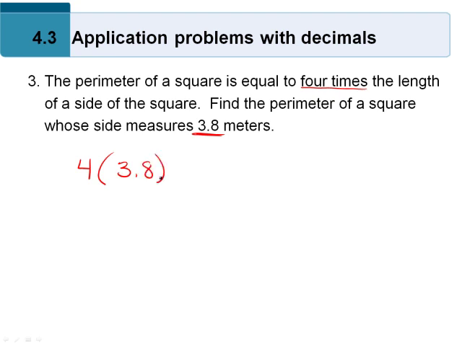Okay, so if we multiply those, we get 15.2. And if you want to be fancy, you can put the little m there for meters. Okay, and that would be the perimeter of the square.